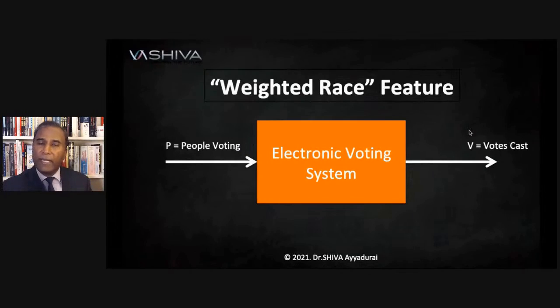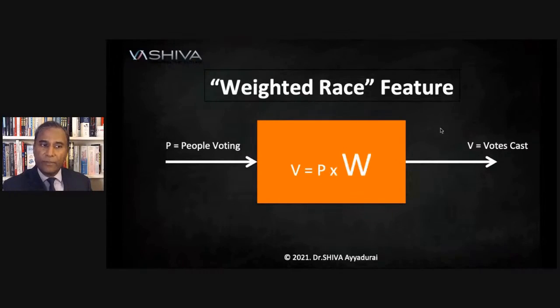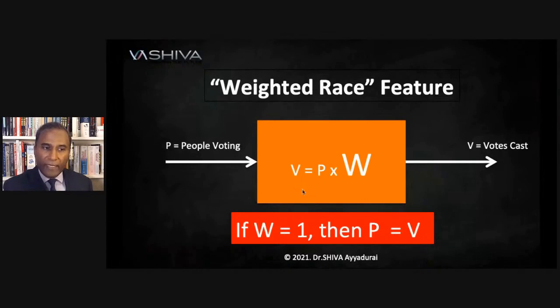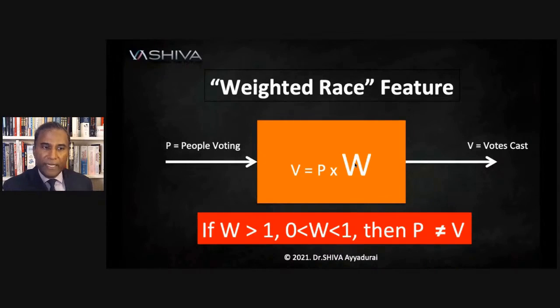And I shared that what I discovered in September was that in these electronic voting systems, they can actually multiply P, which is the votes coming in, by a weight. It's called a weighted race feature. So if the weight is 1, then V equals P, right? P times 1. However, if the weight is greater than 1, then V will be greater than P. If the weight is less than 1 or 0, then V will be less than P. Bottom line is there's a feature.